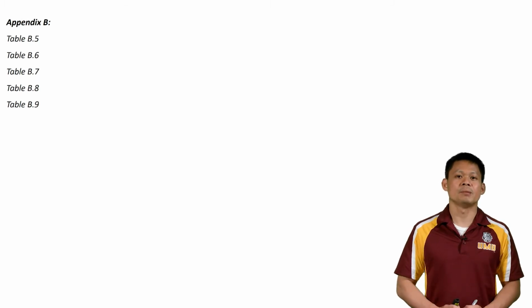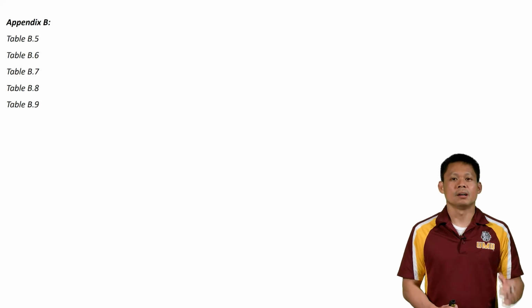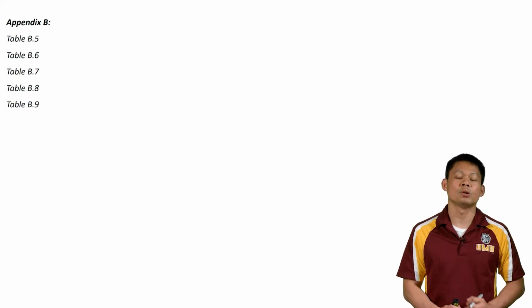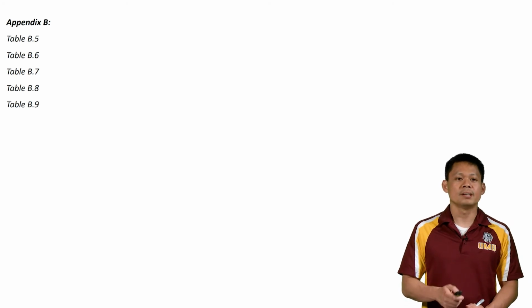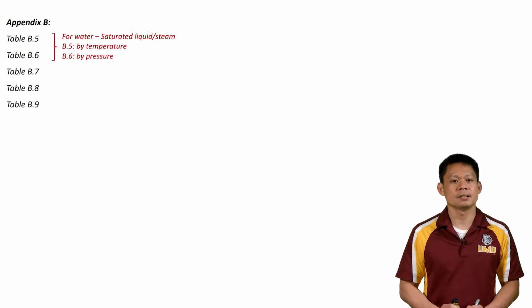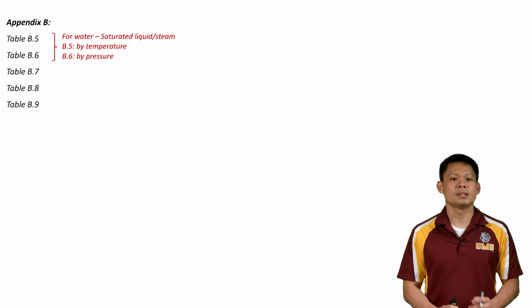So today you're going to get a lot of bang for your buck in that we are going to cover 5 different tables in our textbook. So open up your textbook and follow along in these tables. We're going to cover table B5 all the way to table B9. What are these tables? Tables B5 and B6 are for water, and they are specifically for saturated liquid and saturated steam.